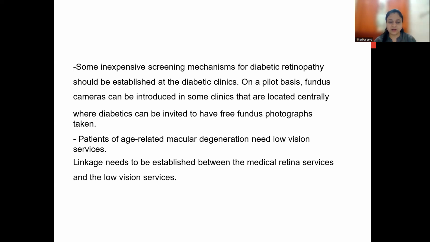Patients of age-related macular degeneration need vision services. Linkage needs to be established between the medical retina services and the low vision services.